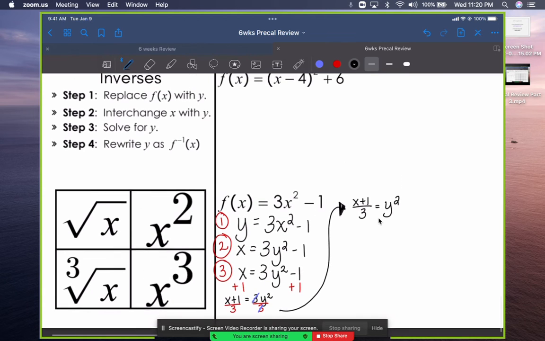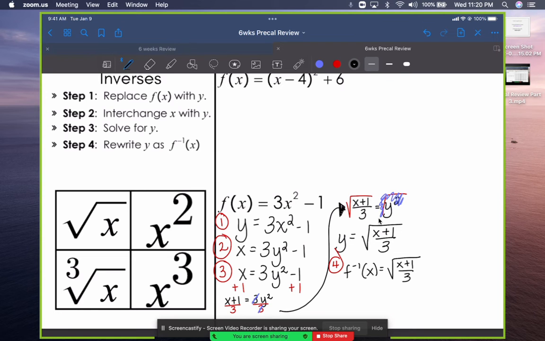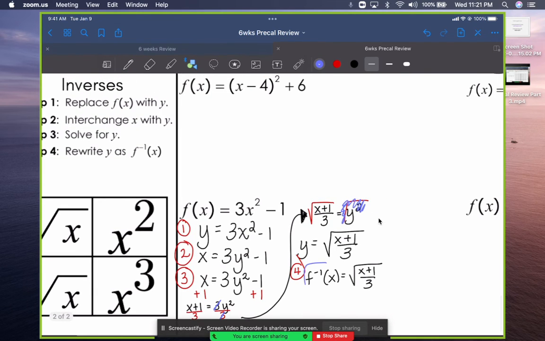Now we're almost done, and if we look at our graph over here, if I want to get rid of the squared, I take the square root. Okay, so I'm going to go ahead and take the square root of both sides. Okay, that'll allow me to cancel out this squared and get y completely by itself. My fourth and final step is going to be to rewrite y as f negative 1 of x. So I'm going to rewrite it using my inverse notation. All I'm doing is replacing that y. And that right there is going to be our final answer.